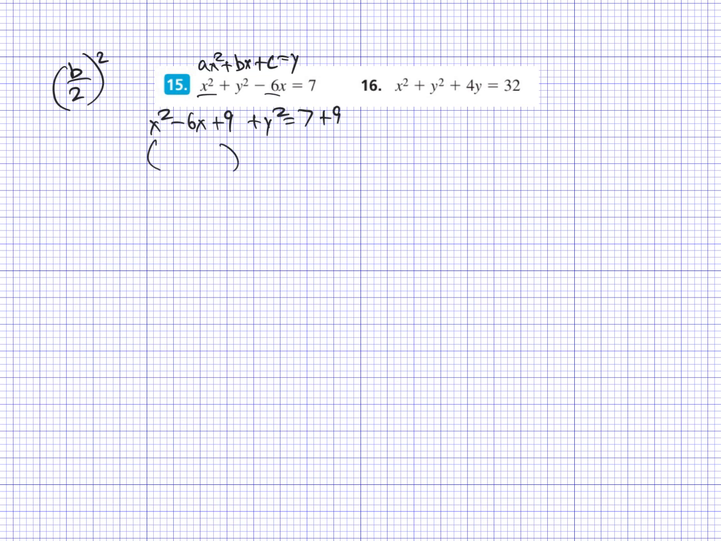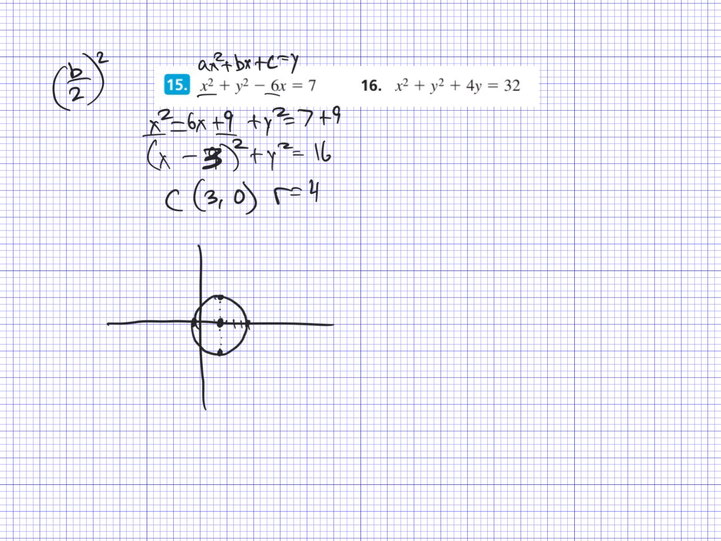And then this factors into x minus b over 2, which is 3. You square it, plus y squared equals 16. So what is our center? Our center is at 3, 0, and the radius is 4. Count 4 up and down, sideways, and vertically. Okay, so that's completing the square.